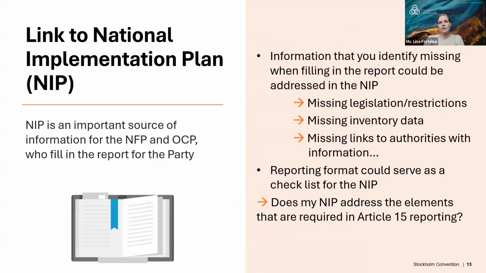And as you may know, reporting is also very closely linked to the National Implementation Plan. So on one hand, the NIP is an important source of information, taking stock of what is available and what is missing. And reporting requires you to provide detailed information on restrictions, including legislative references, as well as data on available inventories. And filling in the report format is also a great way to get in touch with other authorities and experts in the country. On the other hand, the reporting format and the process of filling in the report can be used as a checklist to identify missing or incomplete elements in the NIP and national implementation. So when something that is needed in the reporting is not available in your country, you can include that in the next NIP update as an action item.